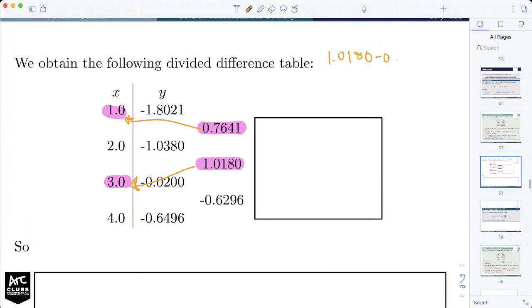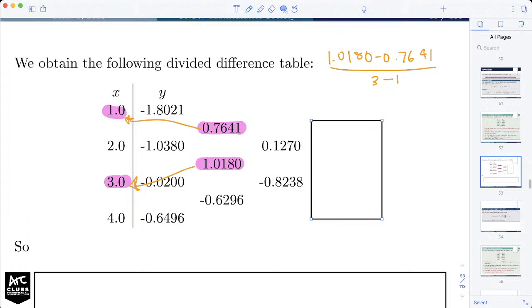1.0180 minus 0.7641 on top of 3 minus 1. So quite straightforward again. You should get these numbers here. And then we're left with one more calculation to do. And as you guessed, we're just going to take this number here, this number here, and our denominator this time is going to be 4 and 1, so 4 minus 1.